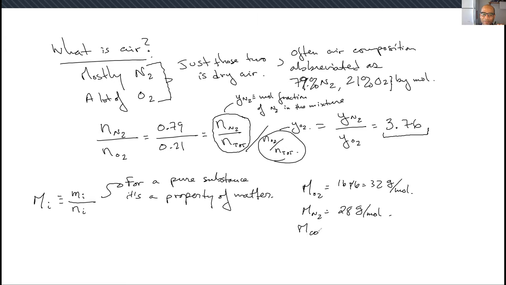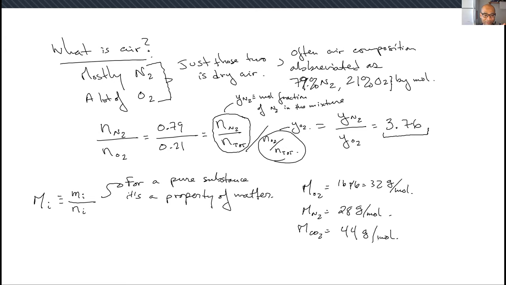CO2, for example, would be C is 6, so that's actually 12. And oxygen is 16, so it's 2 times 16, 32, plus 12, that's 44. It's 44 grams per mole. And that's a given. That's a property of matter. If I give you CO2, that's its molar mass. Well, now if I give you air, it's a ratio of two things. So it's not a property of the molecules. It's a property of the mixture as a whole.